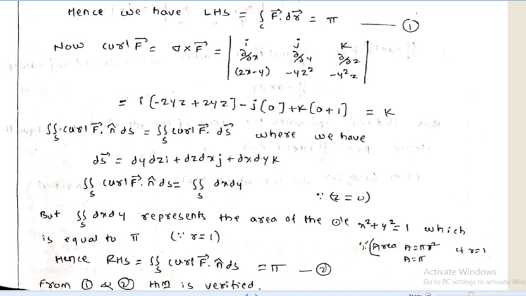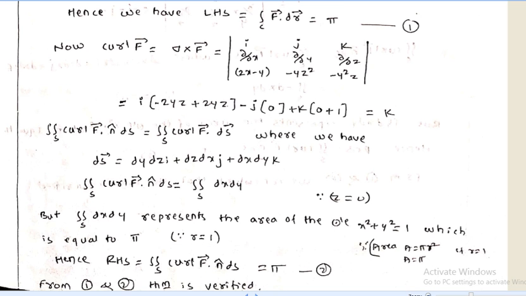So hence the right hand side, the double integration over the surface S of curl F dot n cap dS, is π here, because we know that the area of the circle is A equal to πr², where r is equal to 1 here, because x² plus y² is equal to 1. So 1 denotes the radius value, which is r. If you put r equal to 1, our A value becomes π here. So hence our right hand side is π. So equation 1 is π, equation 2 is also π. So from 1 and 2 we say that Stokes theorem is verified.